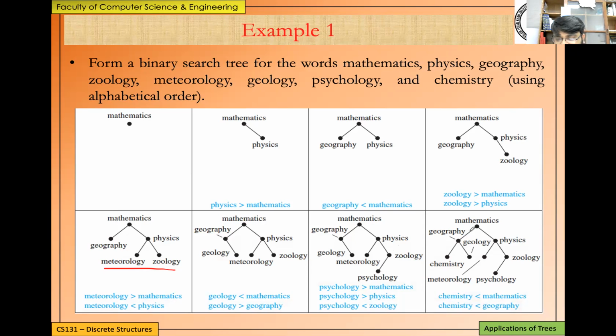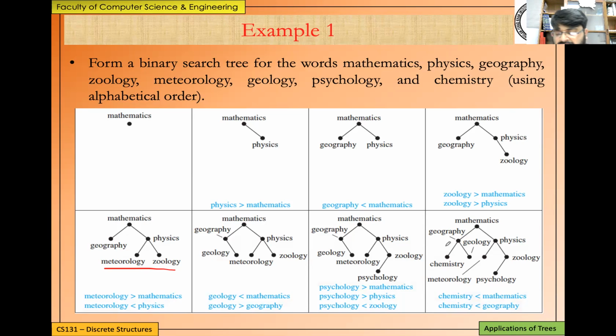Then chemistry. Chemistry is smaller than mathematics. It is smaller than geography. And since geography does not have any left child, it will be inserted as a left child of geography. So what we know now is that we have formed a search tree for all the specific subjects. And if you want to search in this particular tree, the search is much easier, because all you have to do is go into the correct place.